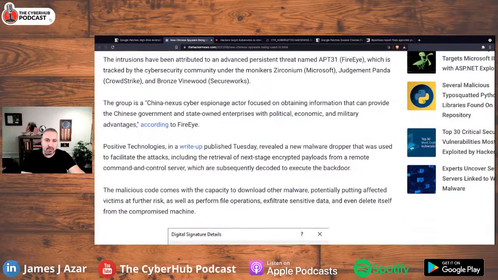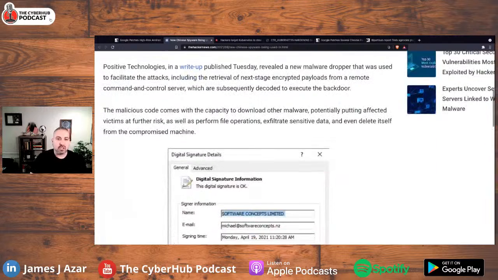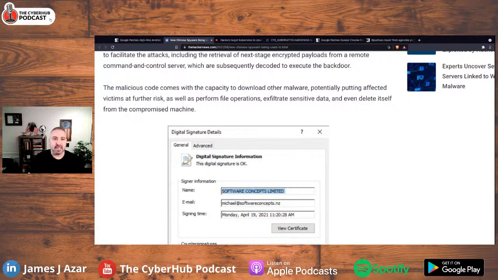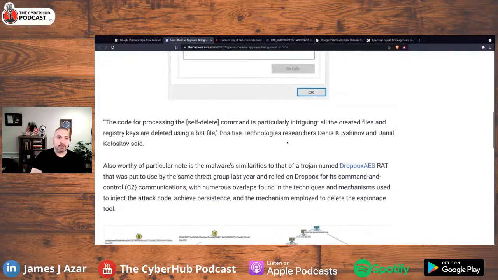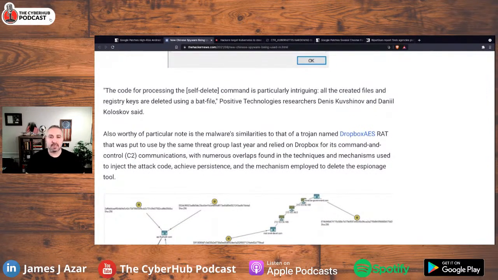The group is a China Nexus cyber espionage actor focused on obtaining information that can provide the Chinese government and state-owned enterprises with political, economic, and military advantages, according to FireEye. The malicious code comes with the capacity to download other malware, potentially putting affected victims at further risk, as well as perform file operations, exfiltrate sensitive data, and even delete itself from the compromised machine. Keep your eye out for that. The code for processing the self-delete command is particularly intriguing. All the created files and registry keys are deleted using a BAT file, according to Positive Technologies researchers Denis Kushnikov and Daniil Kuliskov. Apologize for botching your names, gentlemen.